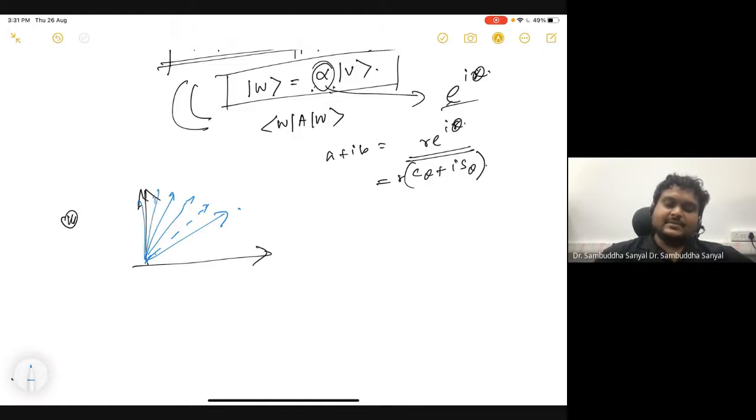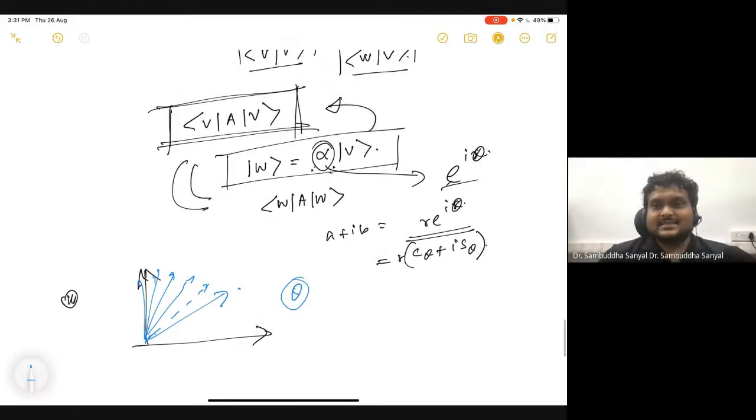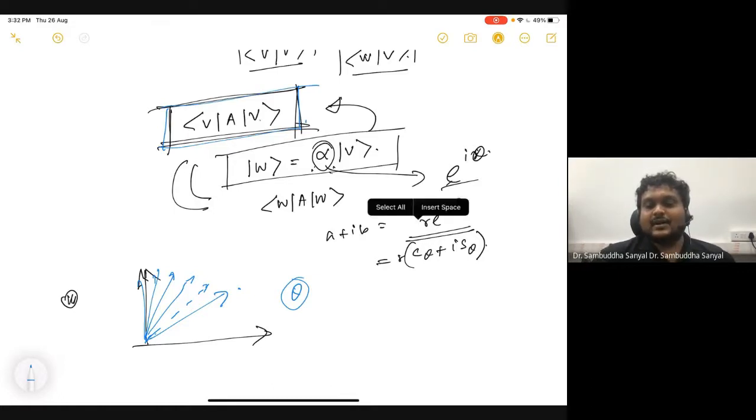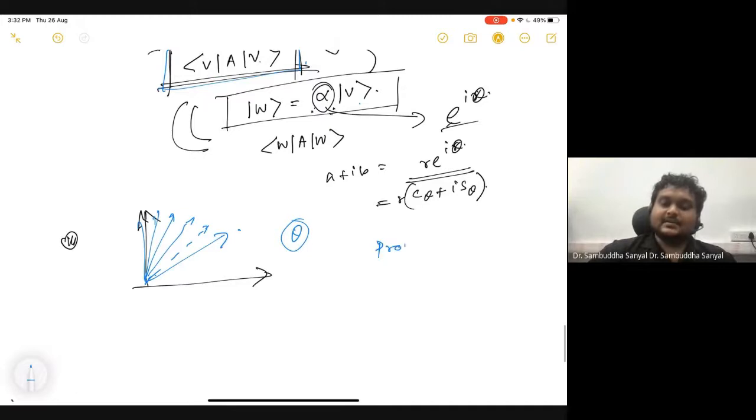There are infinite possibilities because theta can be anything. All of them are basically the same state because the measurement doesn't measure the state. The measurement measures a number, and the number is this. And any state that is connected by this transformation will give you the same measurement. So as far as the measurement is concerned, you cannot differentiate between those states. Okay. So this scenario is called a projective vector.